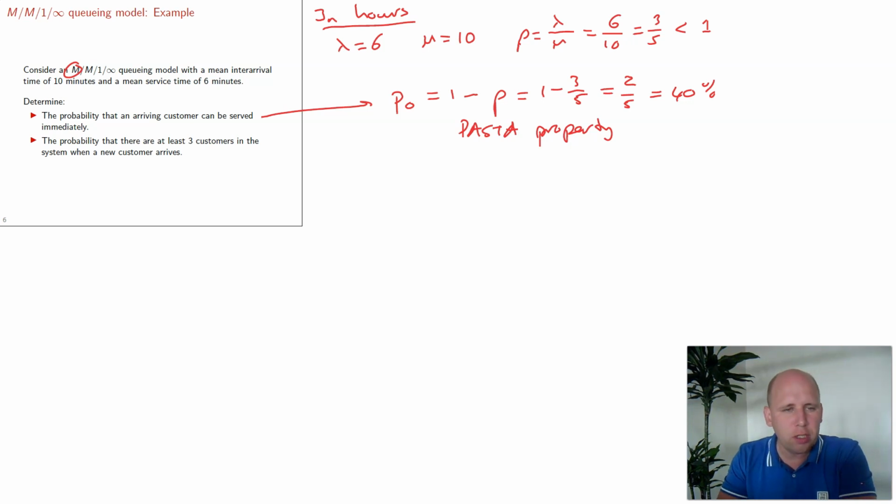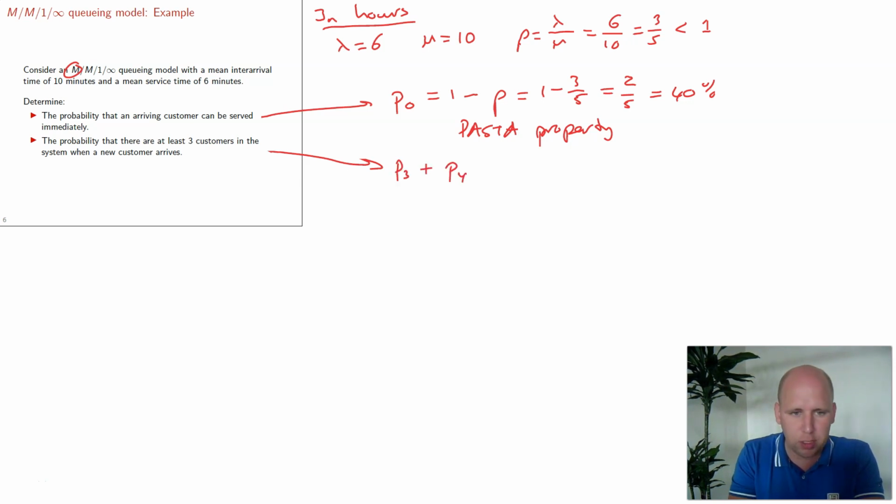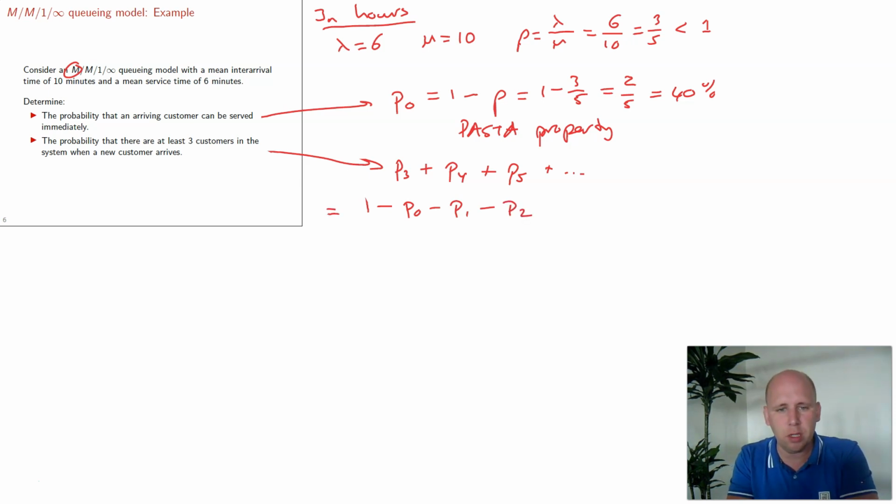Then the second question is to calculate the probability that there are at least 3 customers in the system when a new customer arrives. So here the PASTA property is again important, and then the probability is P3 plus P4, because the question is at least 3 customers, plus P5 and so on. This will also be a geometric series, so you can solve it like this, but you can maybe also realize that this is the same as 1 minus the residual probability. So the probabilities that are missing are P0, P1 and P2. So this is an easier way to solve this problem.